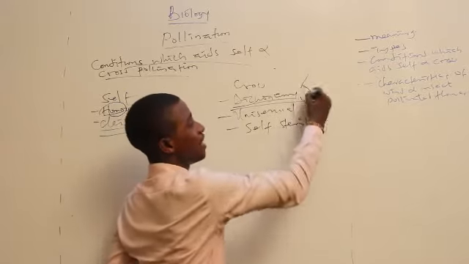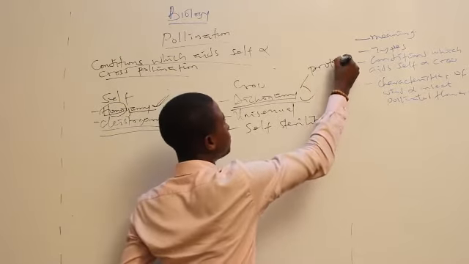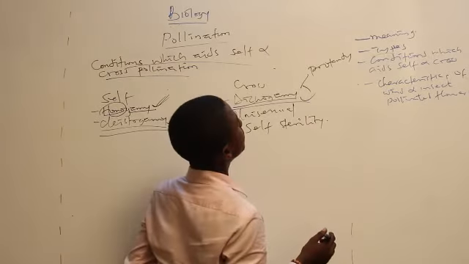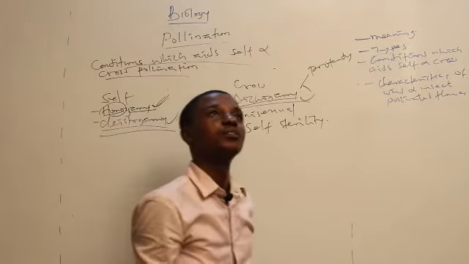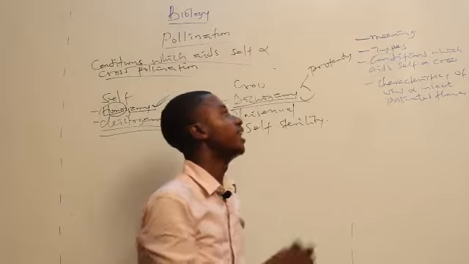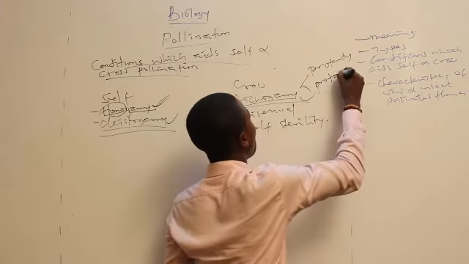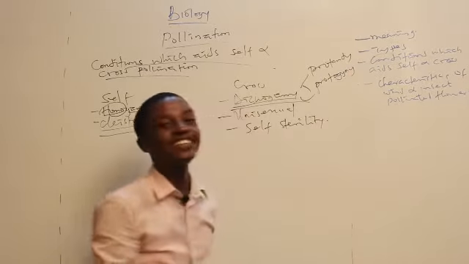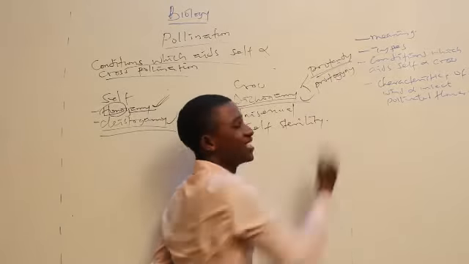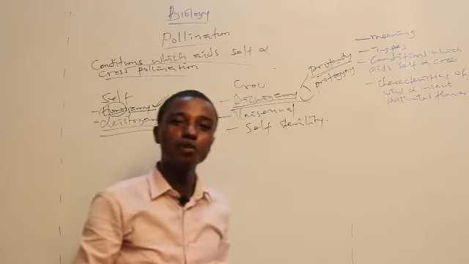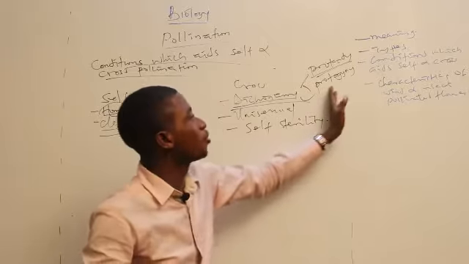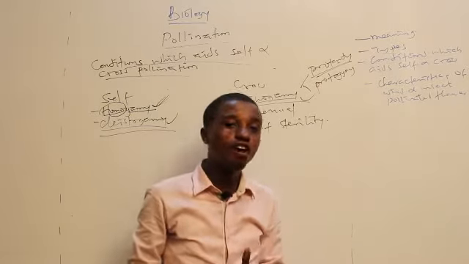So dichogamy is basically divided into two: protandry and, I'm trying to remember the second one, protogyny. So what are protandry and protogyny? The word protandry talks about the male part maturing before the female part. For protandry, the anther matures before the stigma. For protogyny, the stigma matures before the anther.